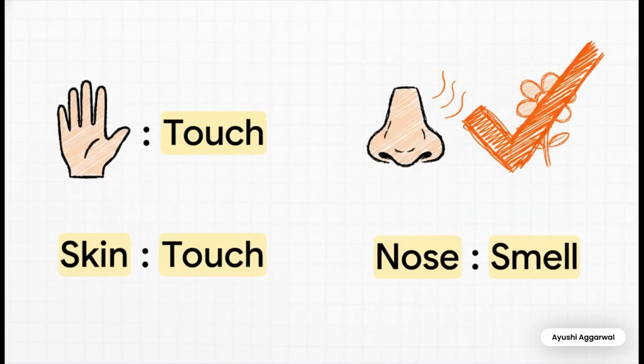Now for the easy part. We just apply that same rule to the second pair. What's the primary function of the nose? Well, it's for the sense of smell, of course. The relationship is identical, and that means smell is our correct answer.